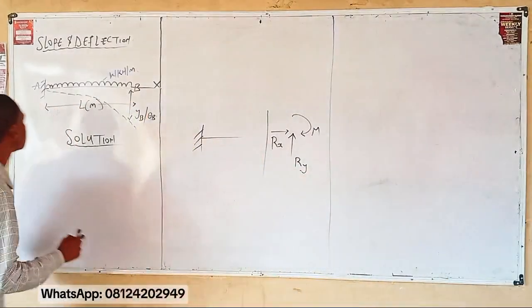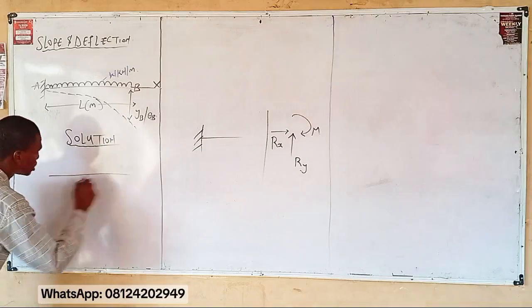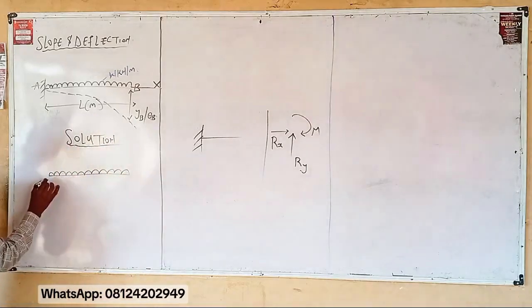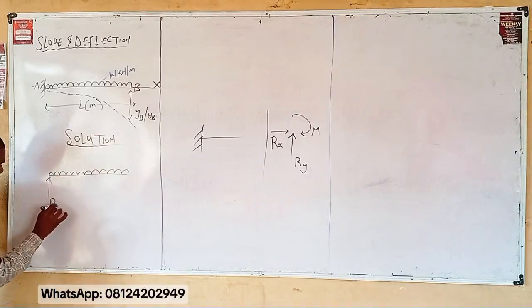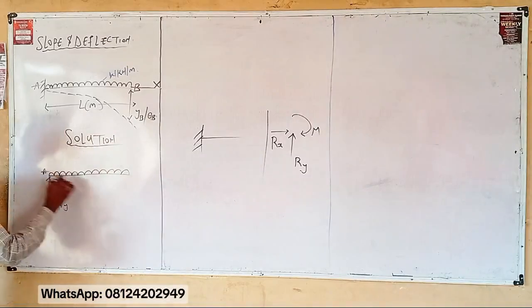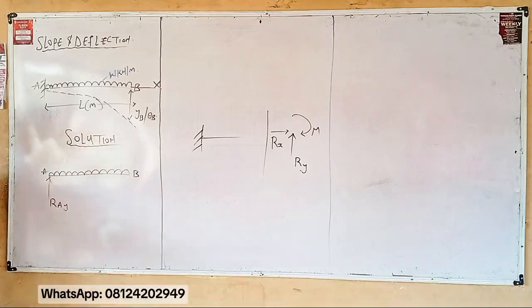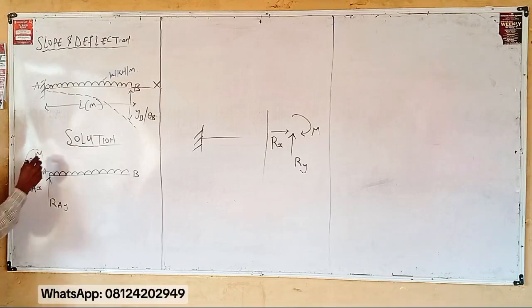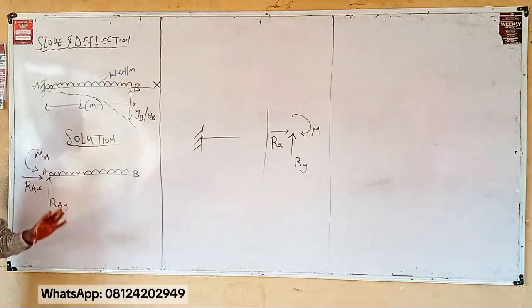Okay, let's move on. Moving on, it becomes this UDL. This is A, this is B. RAY, RAX, and for the last one, moment. At what point are you considering? A. So it becomes moment about point A. Any questions so far? Now the first step is what?